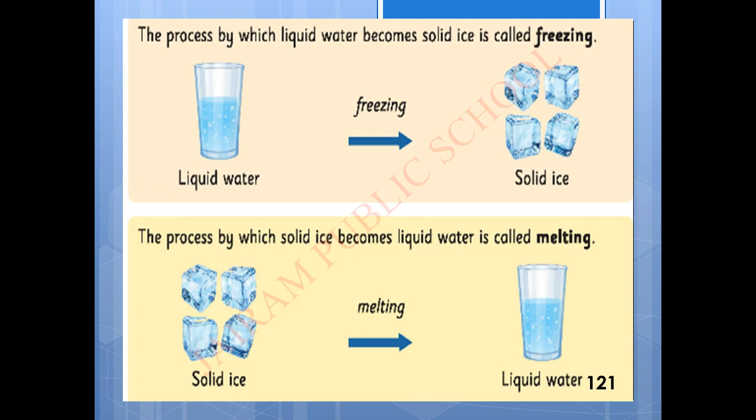So, when you cool the water, it becomes solid ice. So the liquid water on freezing becomes solid ice. The process by which liquid water becomes solid ice is called freezing. When the solid ice is heated, it melts into liquid water. So, the process by which solid ice becomes liquid water is called melting.